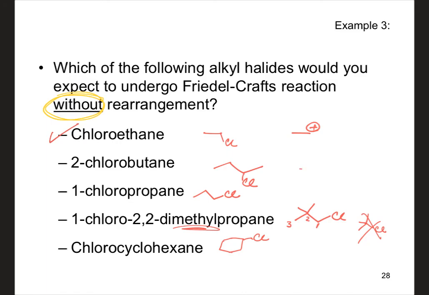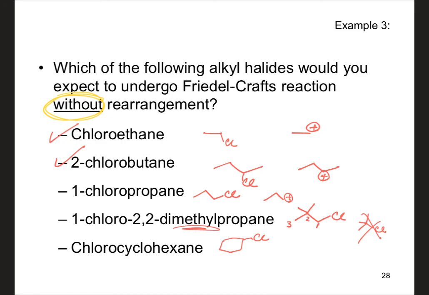2-chlorobutane. Notice that this is now the most stable carbocation possible, right? So it doesn't have to rearrange into something less stable. So that also is going to be one of the ones that will go through without a rearrangement. 1-chloropropane, that's going to form a primary carbocation. That's written all over the place. A hydride shift is likely. So that will undergo rearrangement, and so would the next one.